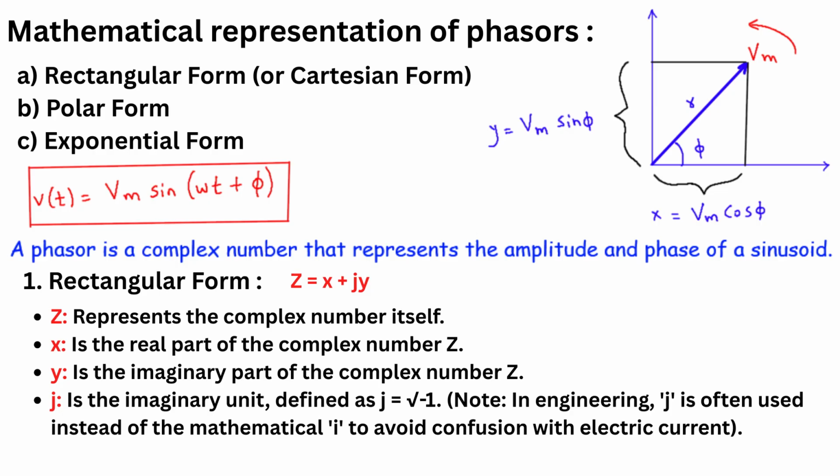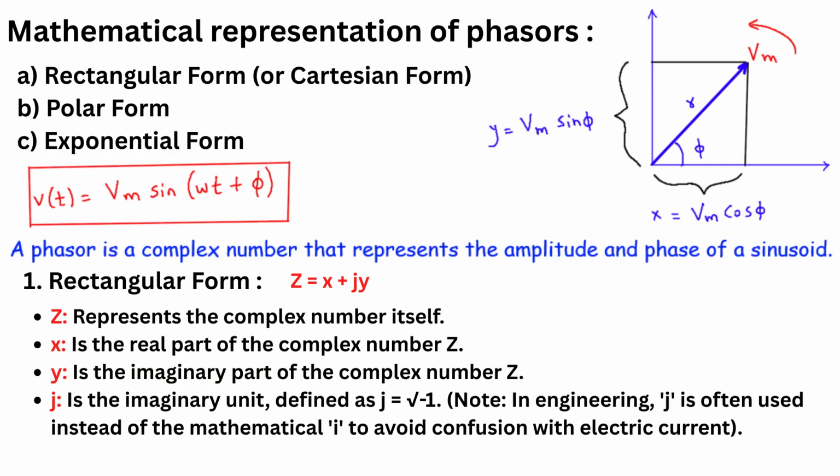Z is simply the standard name we give to a complex number in this context. Z is our phasor. X is the real part of the complex number. This is the horizontal projection of our phasor. Imagine a light shining straight down from above. X is the shadow the arrow would cast on the horizontal axis. Using basic right triangle trigonometry, we can see that this horizontal side x is equal to the hypotenuse, Vm, times the cosine of the angle, phi.